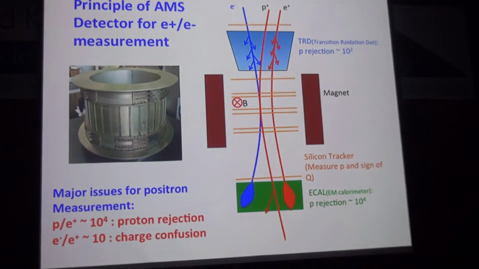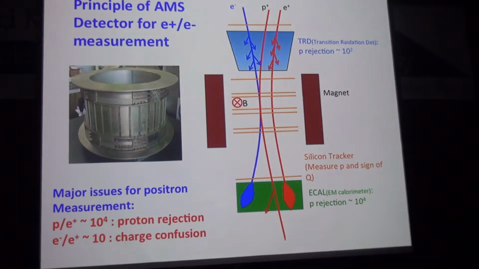Now let me first introduce you to our measurement method. The AMS detector basically is a magnetic spectrometer. So there's a magnet, which is shown here. It's a permanent magnet with 9 layers of silicon detectors, which give us the tracking. The spectrometer separates electron from positron and gives us the momentum measurement.